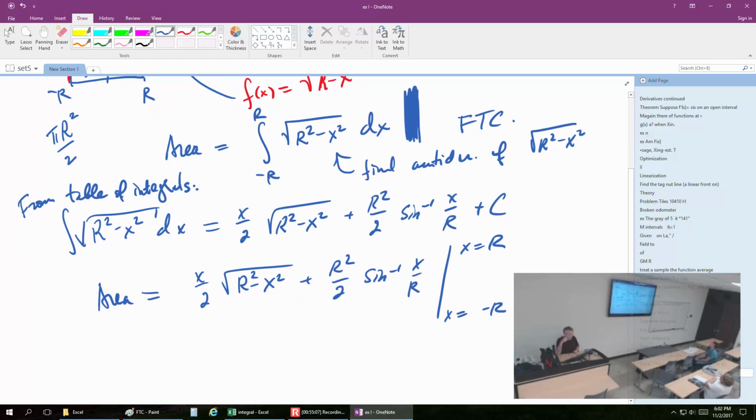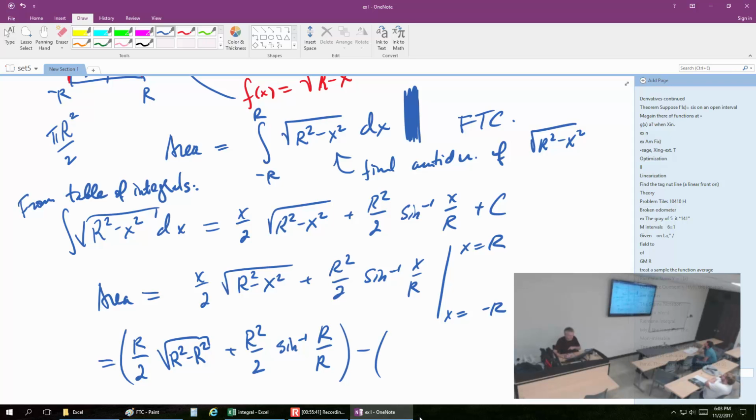Okay, so that vertical bar indicates that we're not going to end up with a function, but rather with a number, and here we will be plugging in two values. The top one will be plugged in first, and then the second will be subtracted. Okay, so if I plug in R, I have R over 2, and here things already start to disappear, right? That will be 0. R squared over 2, arc sine of R over R. That's also simple. Okay, so that's the first term.